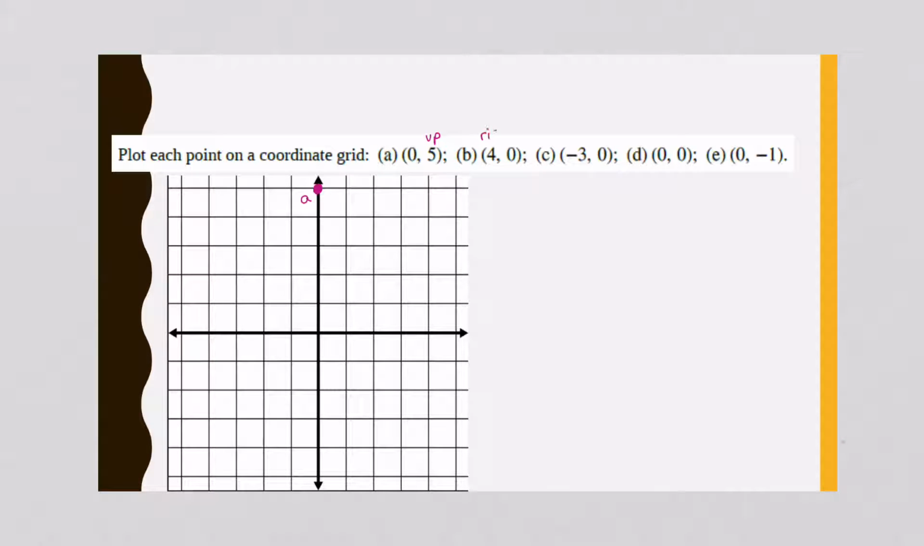4, 0 means I'm going to go right 4, but I'm not going to go up or down any. So 1, 2, 3, 4. So this is my part B. On part C, I'm going to go left 3, but up or down none. And on part D, 0, 0, that's our origin. So I'm just going to put a dot right here, label it D. And on part E, 0, negative 1, that means I go left or right 0, but I go down 1. So here's part E.